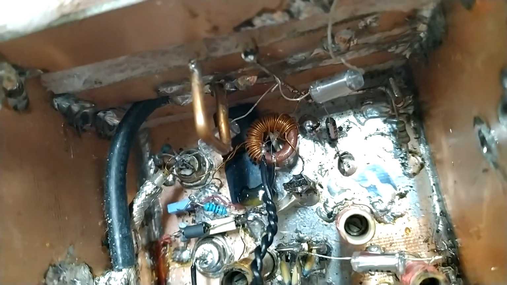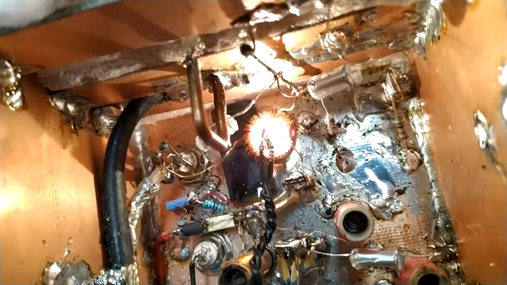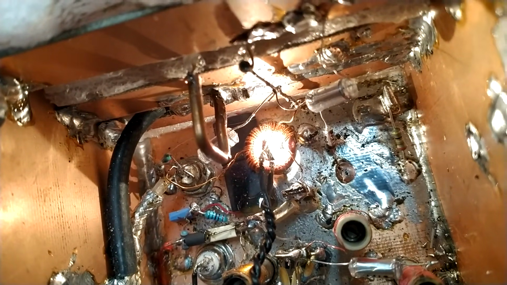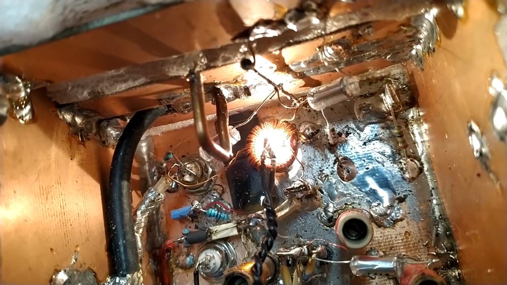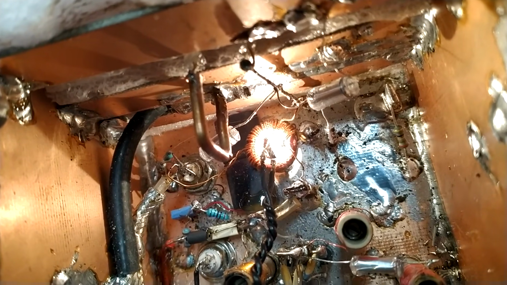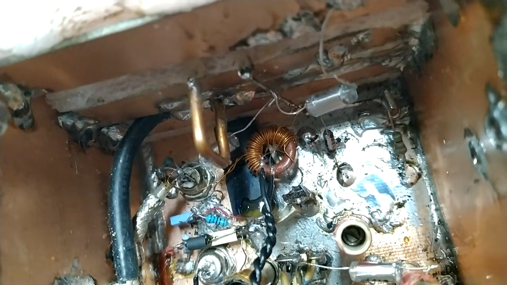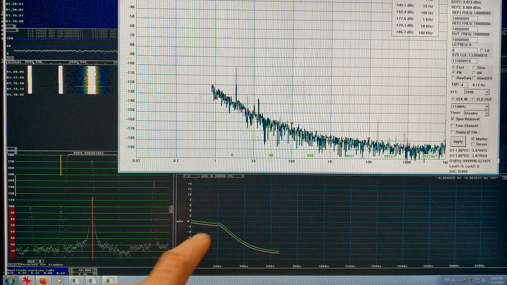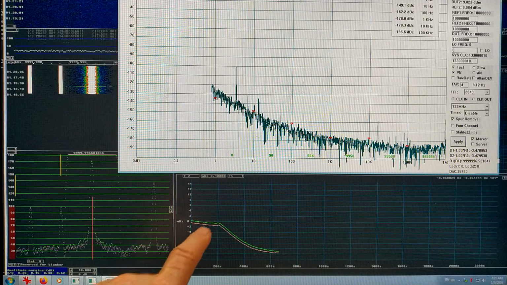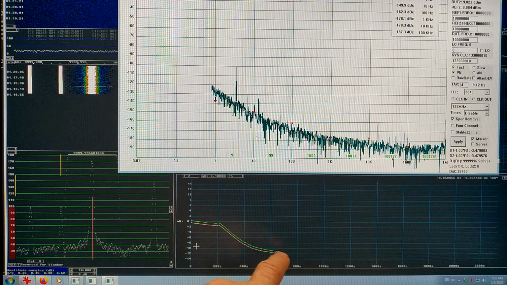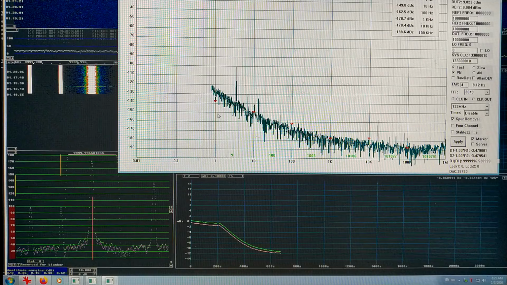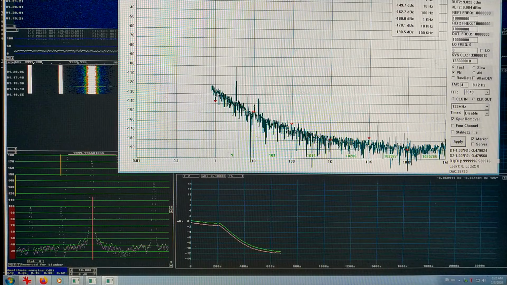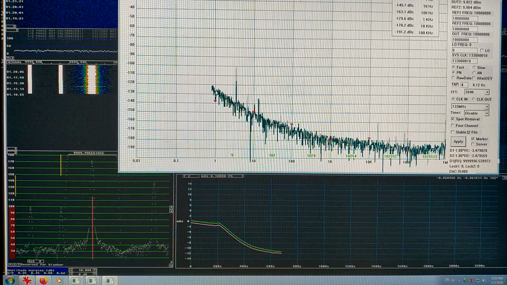I found this sub-miniature lamp, 5 volts, 60 milliamps, and I placed it at the center of the toroid. This should make a significant difference. Here I switched on the lamp and it flattens out now. I cannot see anything on the PN2060, but I have not reached closer than 1 Hertz from the carrier.